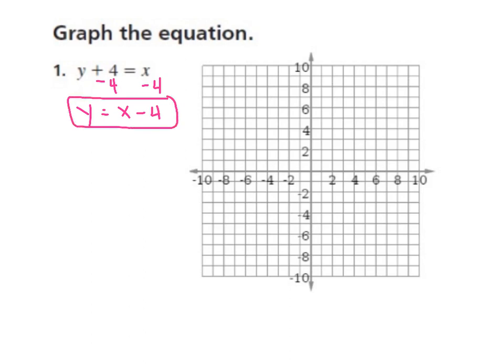Then I need to be able to say what is m and what is b. Well, m, my slope, is the number in front of x. Remember, if there's no number there, we can always put a 1 in front of x. So I get m is 1, and b is negative 4. So first step, get y by itself. Second step, what is m, what is b? Third step, put b on my graph.